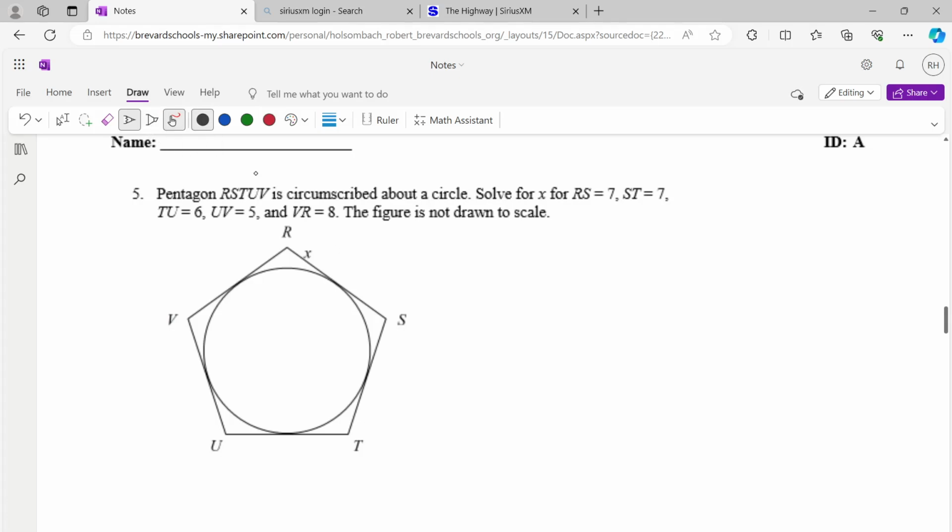All right, the first thing I like to do is get all these dimensions on the problem. So R to S is 7. S to T is also 7. T to U is 6.